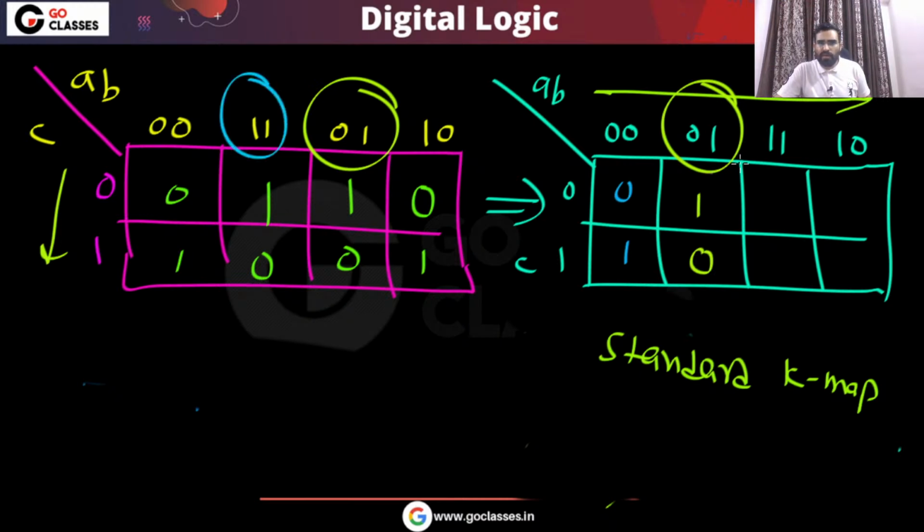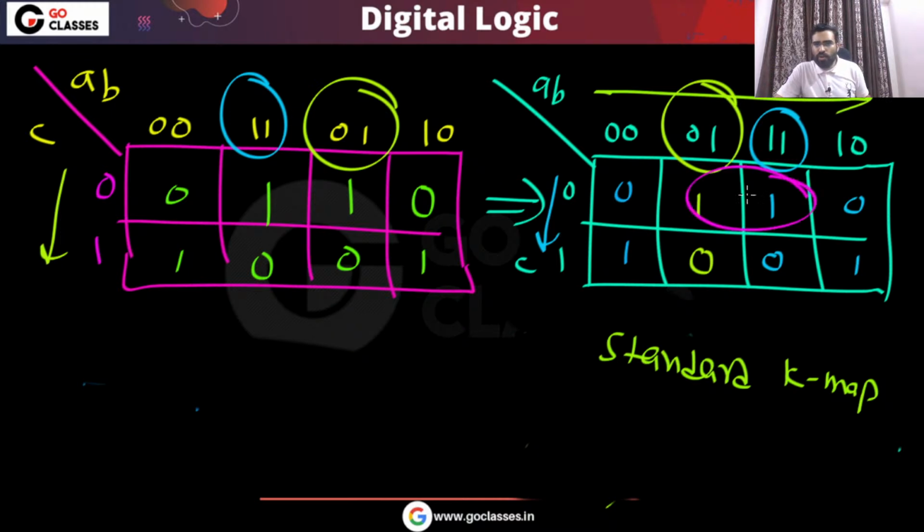Next, look at this row 11. This is 11, and this is 01. Both are 0101, so finally this row will go here. Okay, so finally you will get this row here. And next, 10 is the same. So first you convert into the standard k-map, then you solve.